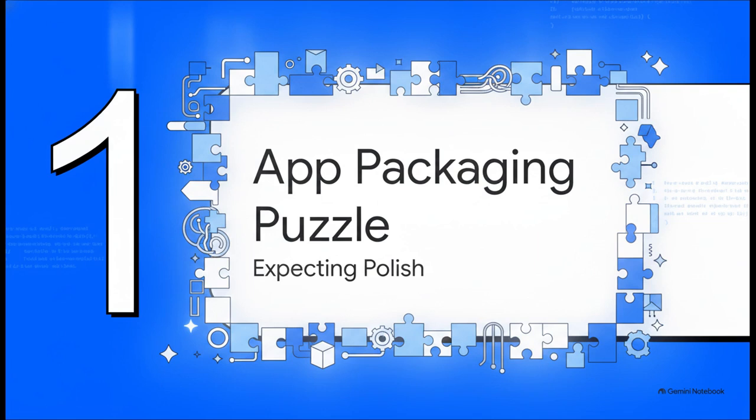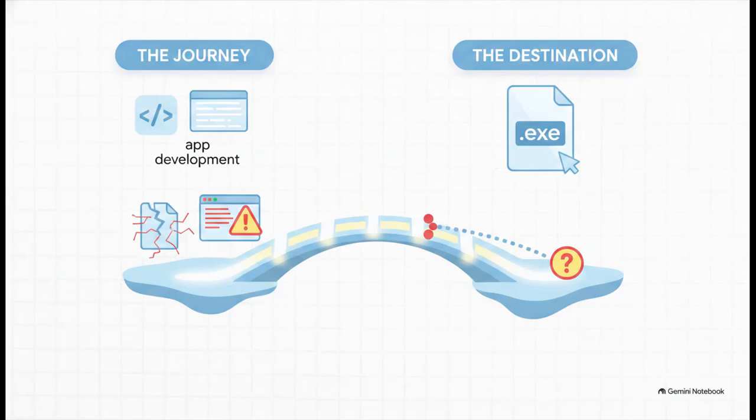Expecting polish, hitting pitfalls. So why does this final step feel so vastly different from writing the code itself? Well, think of it this way. Developing the app is the journey, but the final executable, that's the destination. And that bridge connecting them, the compilation, the bundling, the resource embedding, it is absolutely full of hyper-specific errors. You might encounter completely corrupted files, totally bizarre command line crashes, or invisible missing paths that make zero sense at first glance. But here's the great news. While these errors feel completely random, the solutions are actually highly systematic once you know exactly where to look.